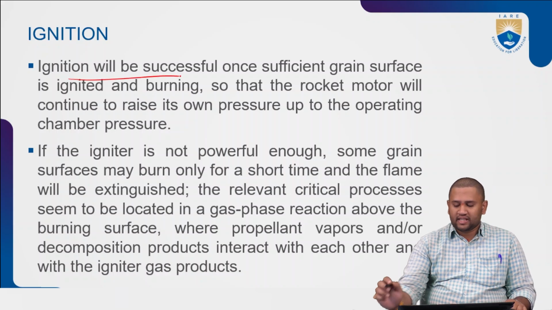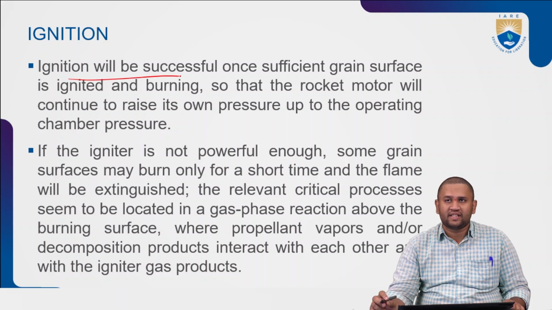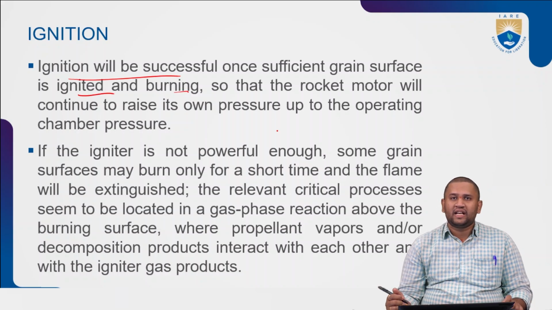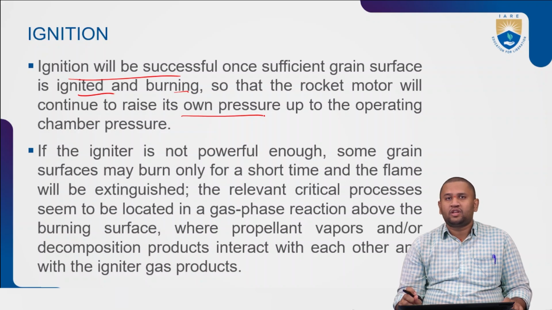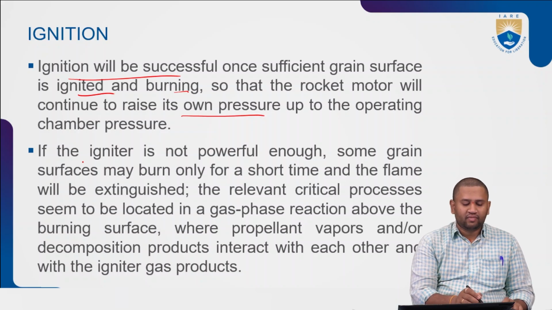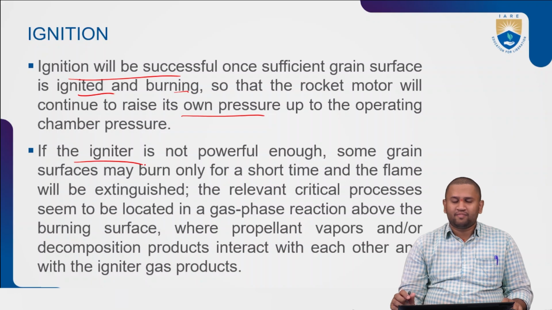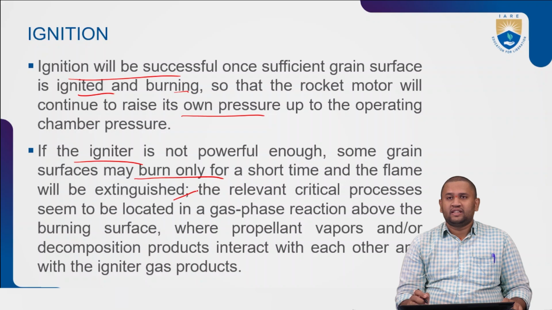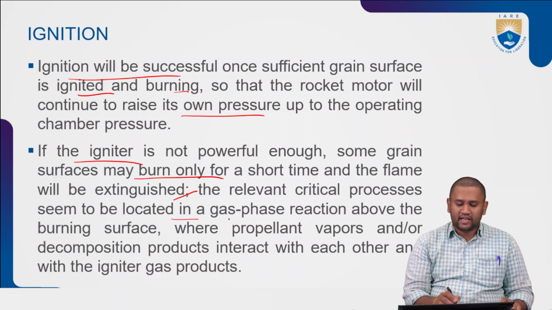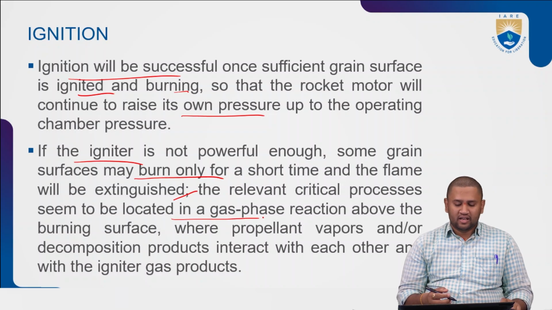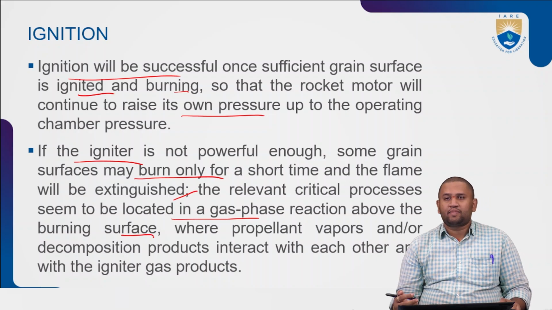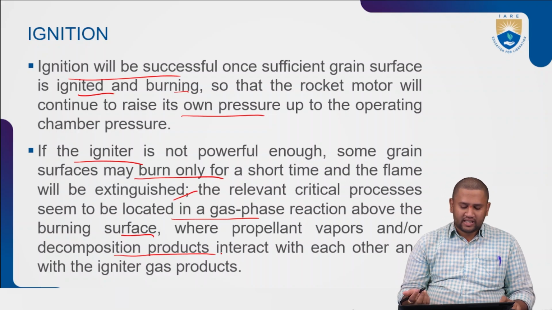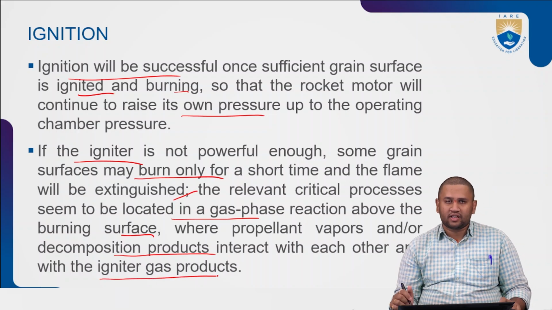Now, ignition will be successful once sufficient grain surface is ignited as well as burned, so that the rocket motor will maintain its own pressure up to the operating chamber pressure. If the igniter is not powerful enough, some grains may burn only for a short time and the flames will be extinguished. The relevant critical processes seem to be located in the gas phase reaction above the surface reaction, where the propellant vapors and/or decomposition products interact with each other and with the igniter gas products.